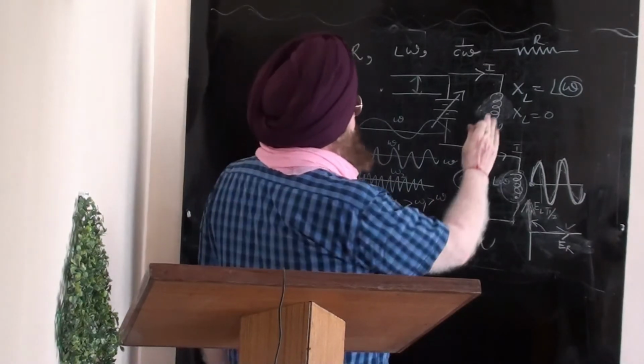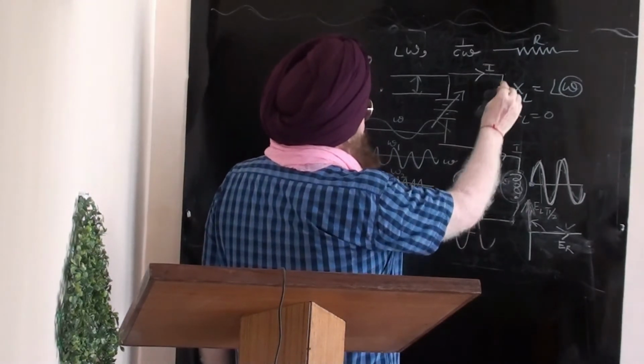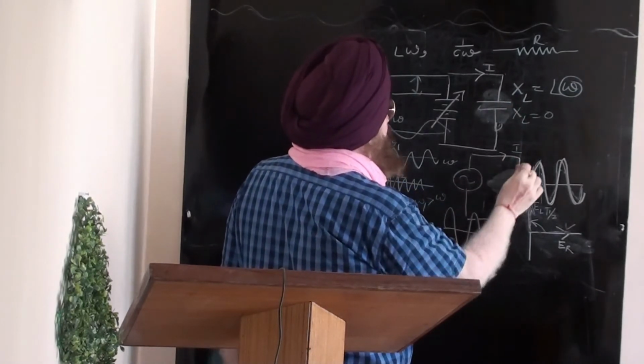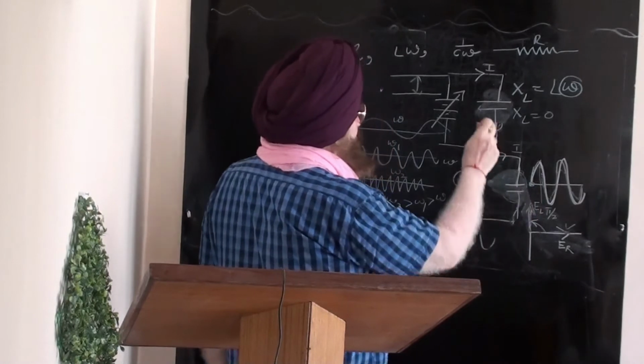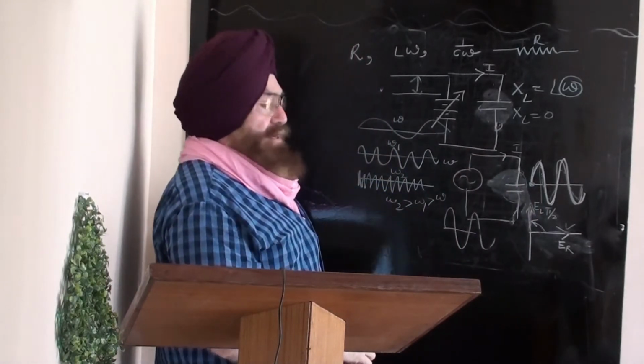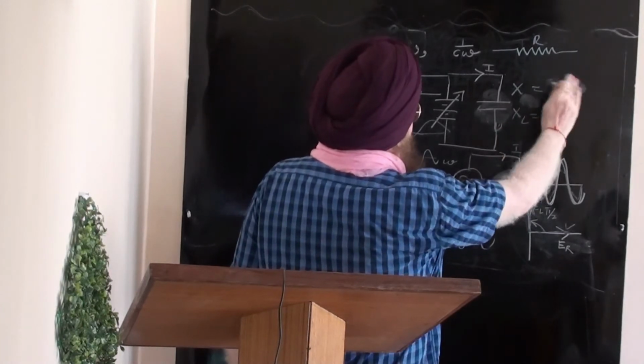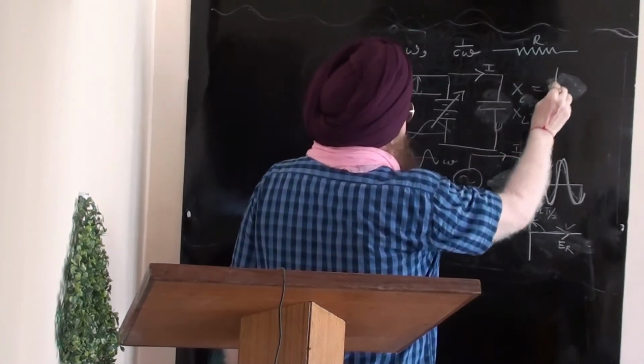Now coming to the capacitor. If I am using a capacitor here, capacitor to DC, capacitor to AC. Now the capacitor reactance is Xc equals 1 over C omega.